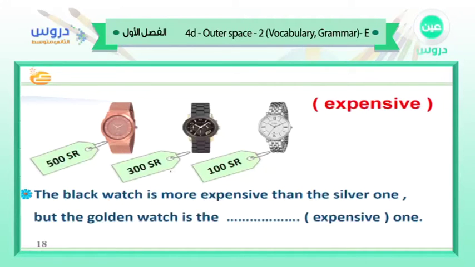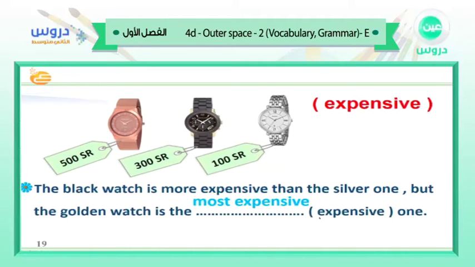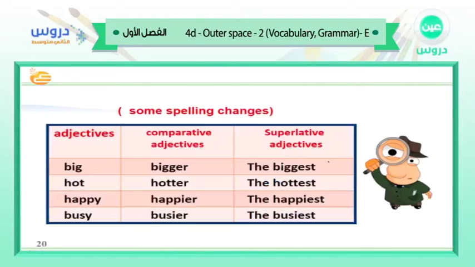500, 300, and 100 Saudi riyals. And the adjective is expensive. Expensive. More than one syllable. So the black watch is more expensive than the silver one. Black and silver, 300 and 100. Of course, the black one is more expensive than the silver one. But the golden watch is the blank expensive one. So it's the most expensive one of the three. Okay, 500.